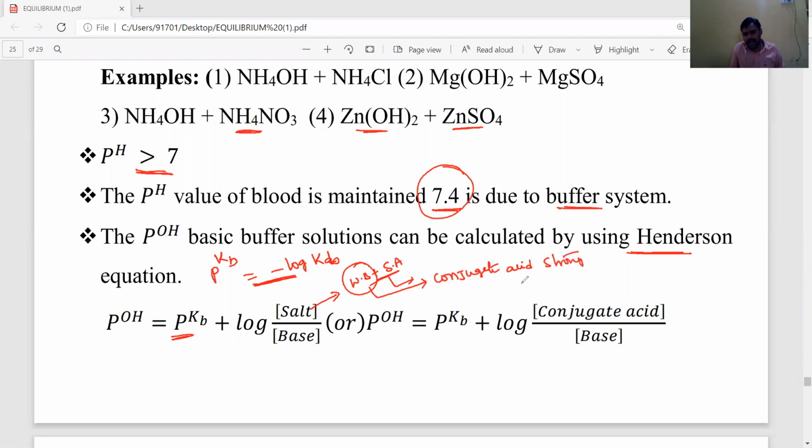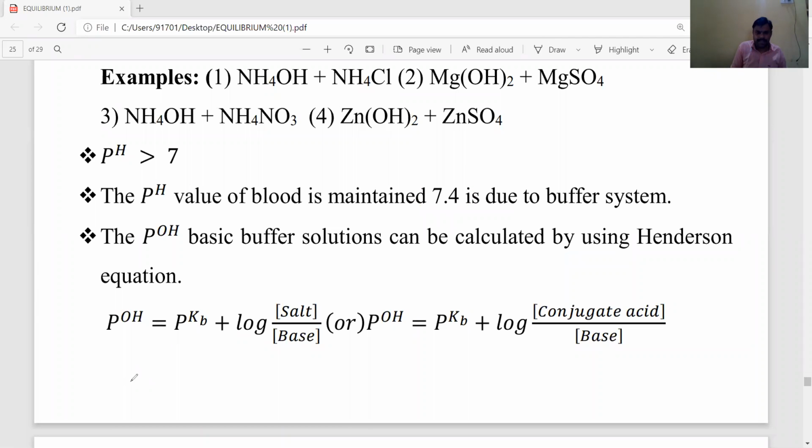That's why in place of the salt concentration we can also write the concentration of the conjugate acid. These are the important formulas. For basic buffer solutions, we know the pOH. Now, for basic buffer solutions, pH is equal to 14 minus pOH. So in place of pOH, you have to substitute the pOH value.